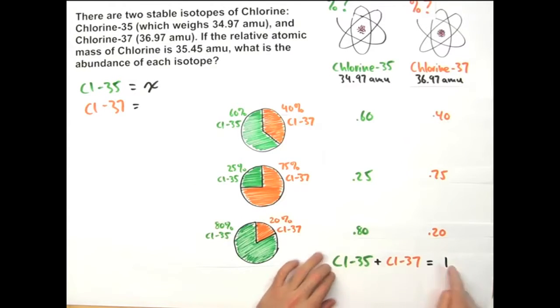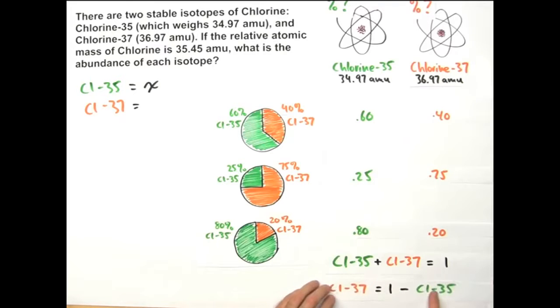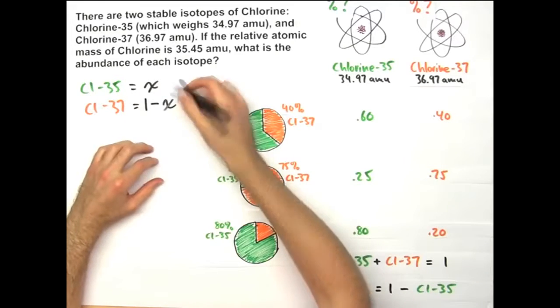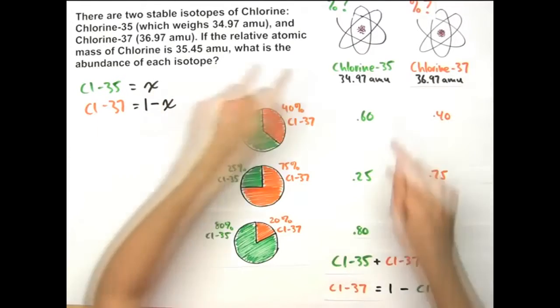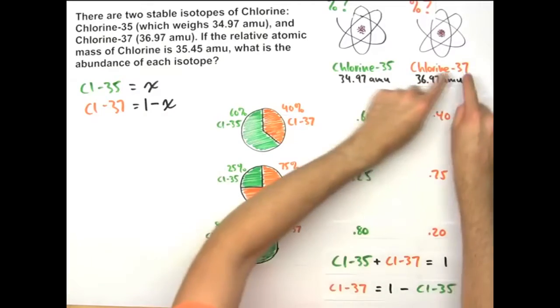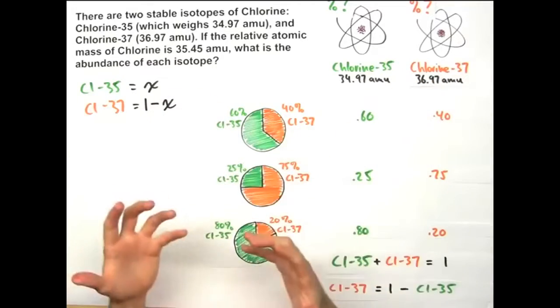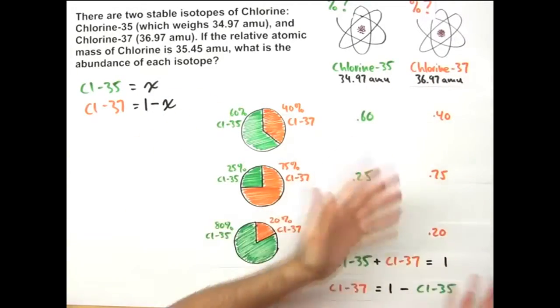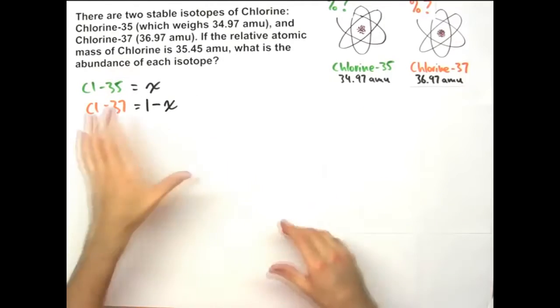So we can just rearrange this equation here to solve for chlorine-37, and then we get chlorine-37 equals 1 minus the amount of chlorine-35 that we have. So, chlorine-37 here is going to be 1 minus the amount of chlorine-35, which we are saying is X. So here are two variables, X, the amount of chlorine-35, and 1 minus X for the amount of chlorine-37. Add the two amounts together and we're going to get 100%, or we're going to get 1 if we're expressing them as decimals. So now we're ready to write an equation that sets these variables up.